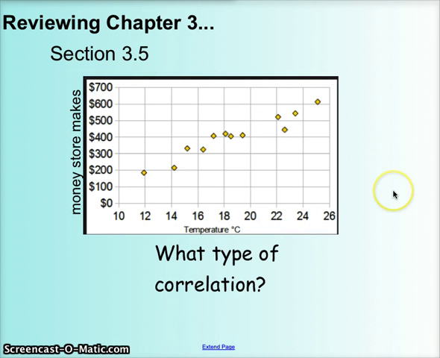Section 3.5. When we talk about the money a store makes over a certain temperature outside, what do you see as your correlation? Would it be negative, positive, 0, or no correlation? You should have said that this is a positive correlation.